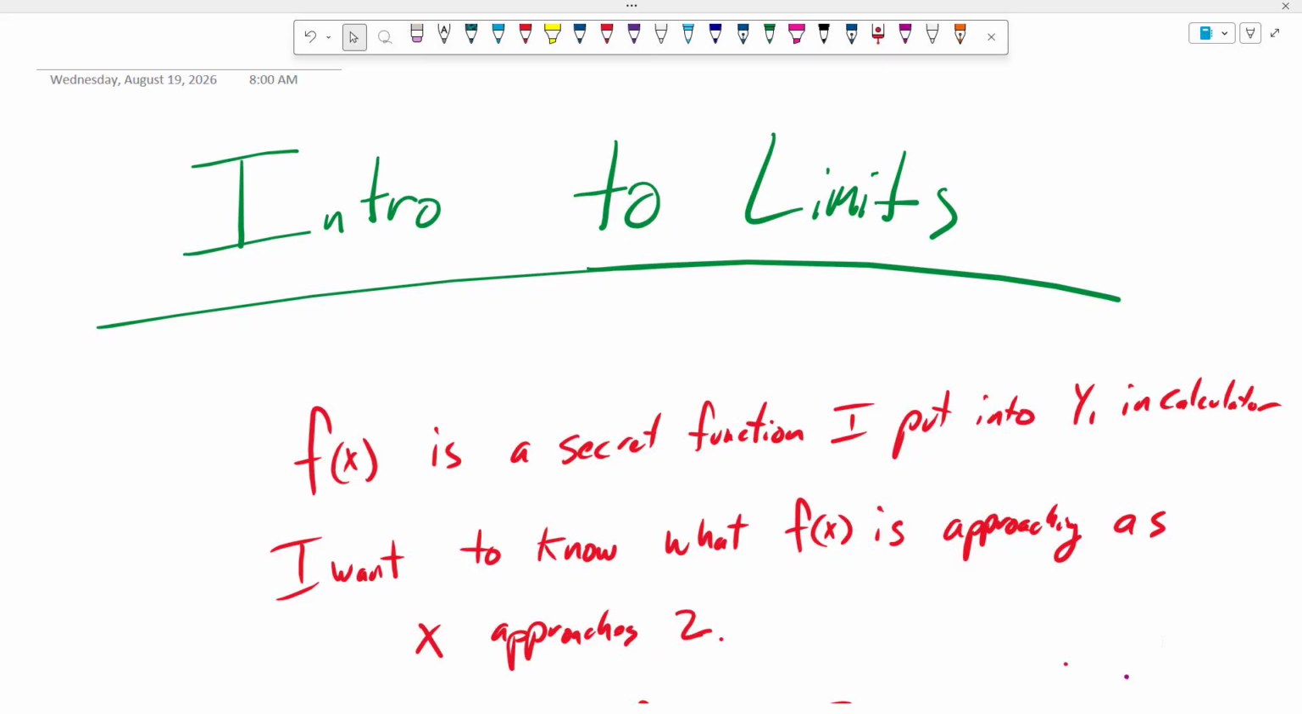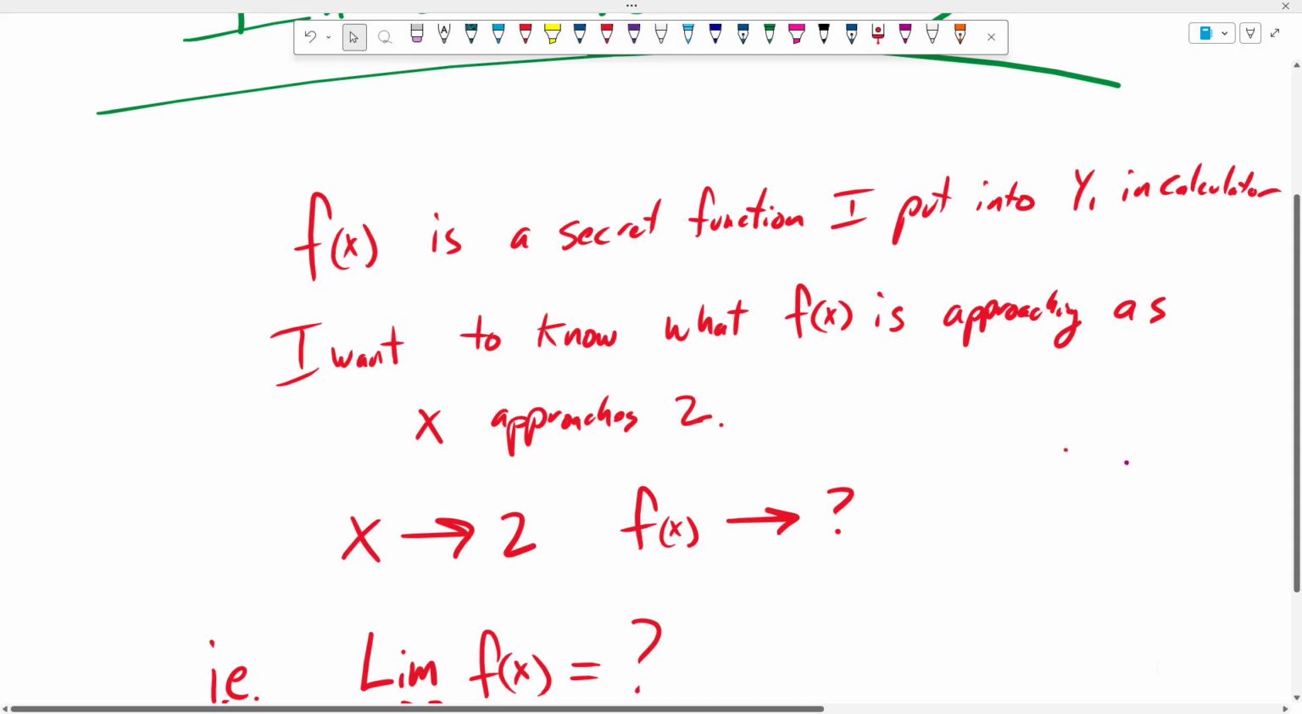Okay, so today we're talking about limits. What is a limit in math, calculus? Okay, you don't have to write this first sentence down. Actually, you don't need to write any of this down yet.